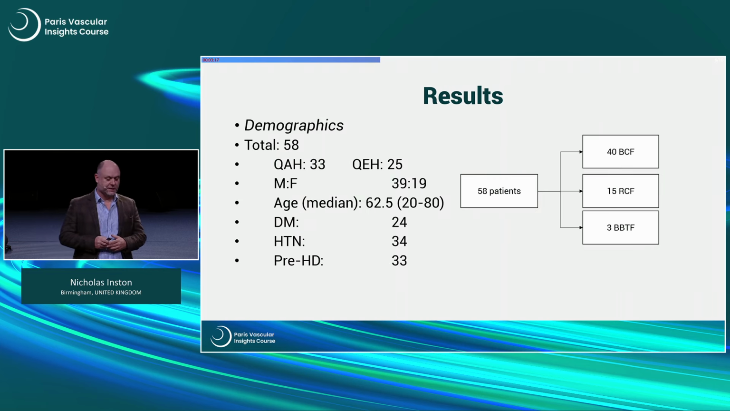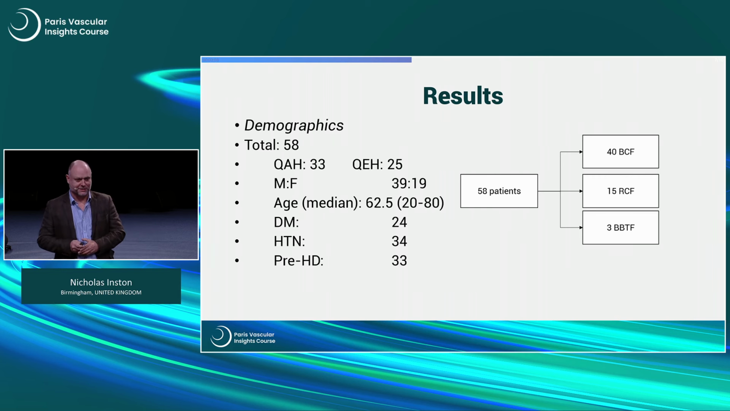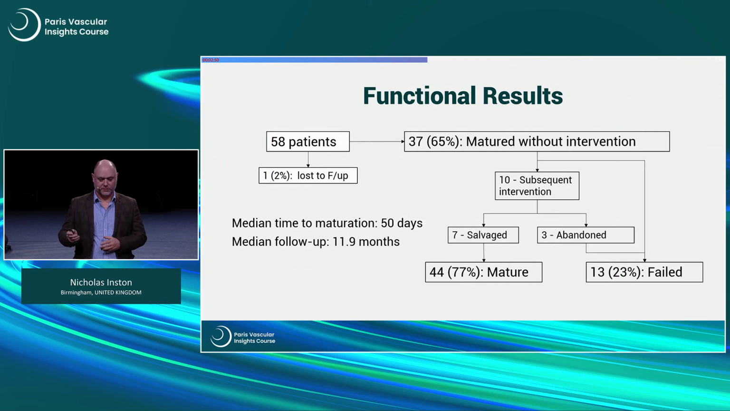There was a total of 58 patients included, 33 from Portsmouth and 25 from Birmingham, with a male predominance. Median age was 62 years, slightly older than some of our other fistula patients, and these were an unselected group. What I didn't want to do was say we can create excellent results just by putting these in patients that have excellent veins to start with. This was 40 brachiocephalic fistulas, 15 radiocephalic fistulas, and 3 brachiobasilic transpositions.